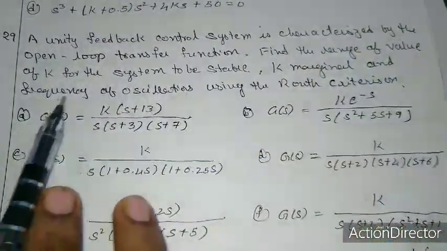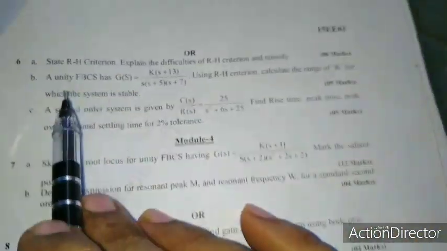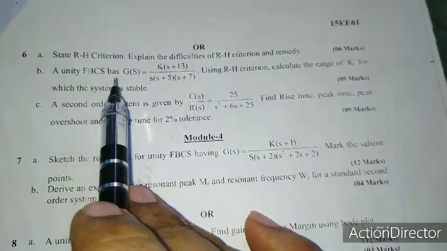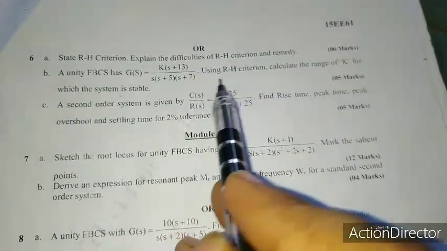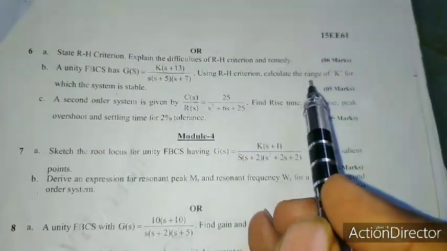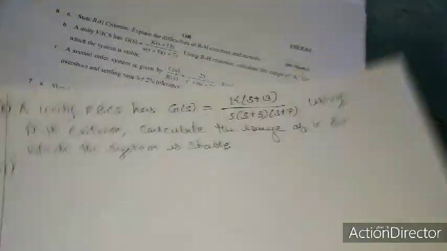So now we'll go for the next problem. The next problem is a unity feedback system characterization. They gave an open loop transfer function and they are asking you to find out the stability. The same problem was also asked in a university question paper. A unity feedback control system has G of s equals k into s plus 13 divided by s into s plus 5 into s plus 7. Using RH criteria, calculate the range of k for which the system is stable.